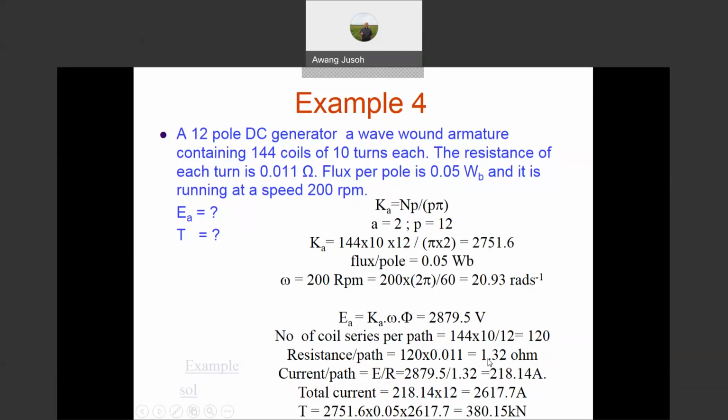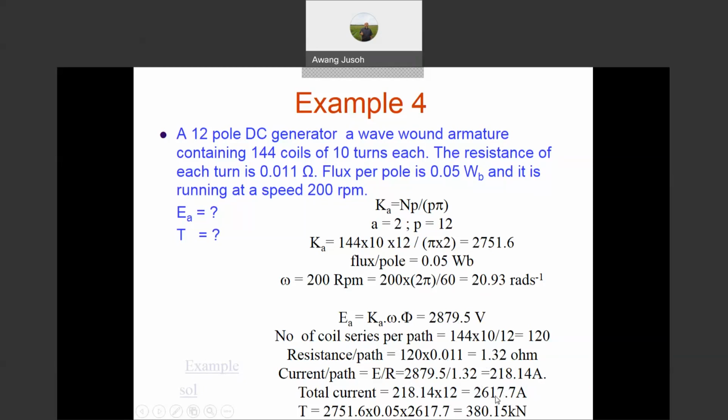Okay, so we know the voltage already here, which is 2879.5. So you can divide by this resistance. Then we can have the current at each path, which is 218.14. So the total current will be 218.14 multiplied by 12. This is the total current, which is equal to IA.